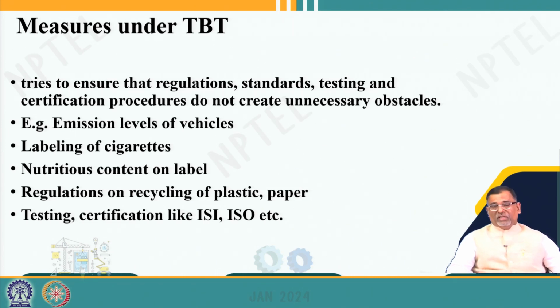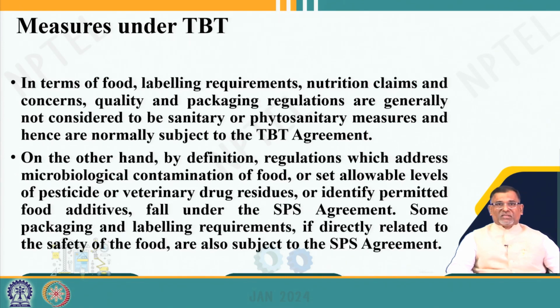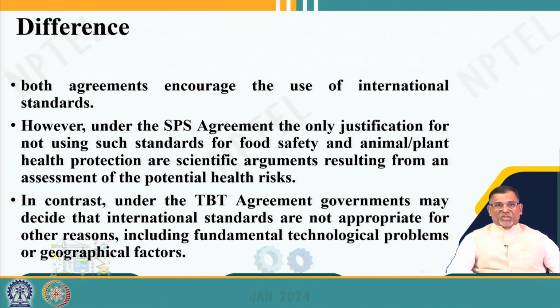Testing: that is why every year you go to a pollution testing agency to test your emissions and get a certificate. Labeling of cigarettes is mandatory. Nutritional content on the label of a food packet is mandatory, and with regard to plastic it is mandatory. So, you can see the certification marks. I think we have discussed the various TBT measures as compared with the SPS measures.